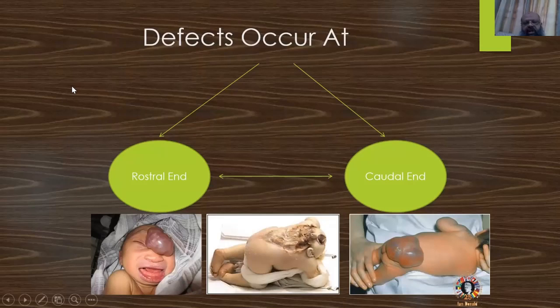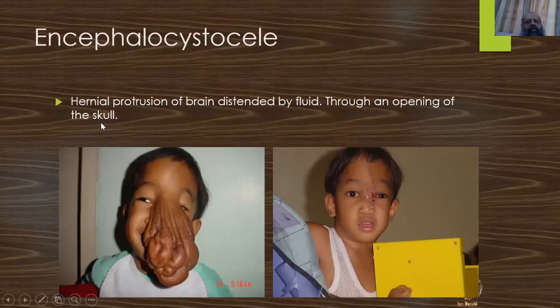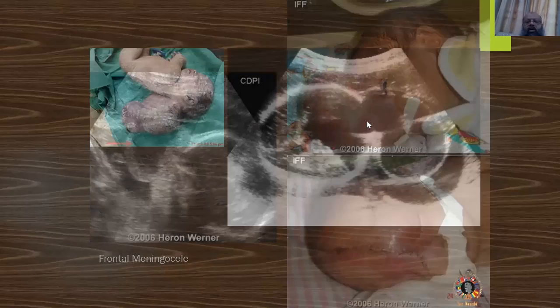There are different defects which can occur at the rostral end, at the spine level. This is the meningomyelocele. We can have encephalocele. Look at this, hernial protrusion of brain distended by fluid through an opening of the skull in the frontal area. This was after operation. This is again a frontal meningocele, and after it was operated. This is how it appears.